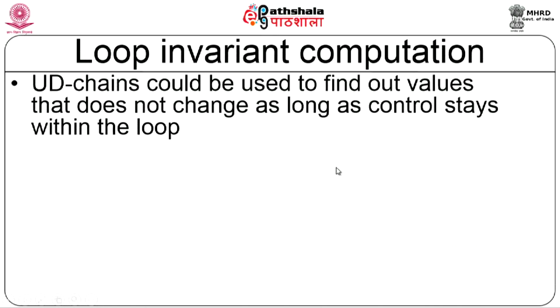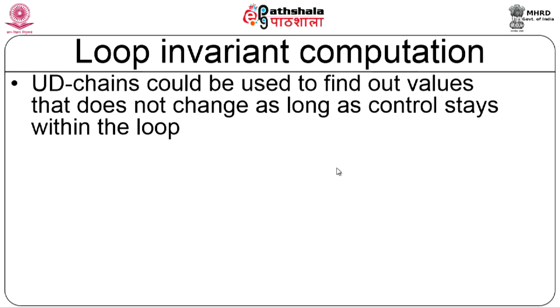Okay, next one is the loops. So loops, we have looked at 3 cases where you will have what is called loop induction variable elimination, strength reduction and code motion. So the first one is loop invariant computation. So, in this example, the UD chains, the use-defined chains, could be used to find out values that will not change as long as control stays within the loop.